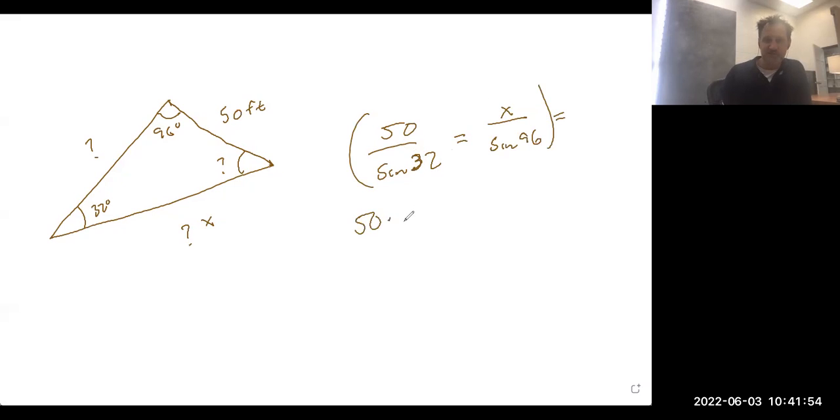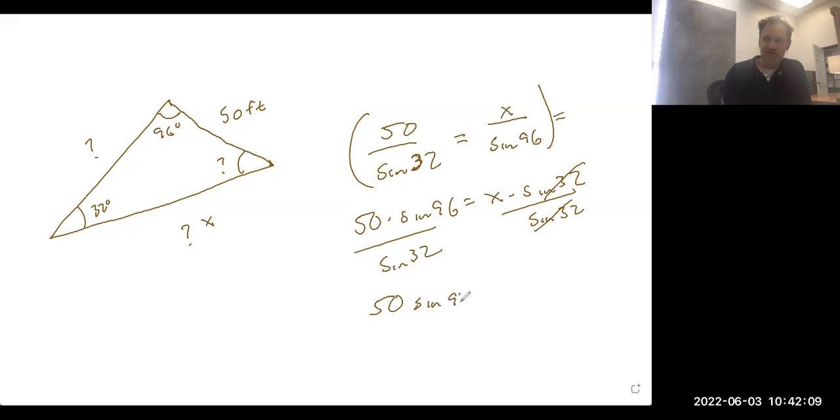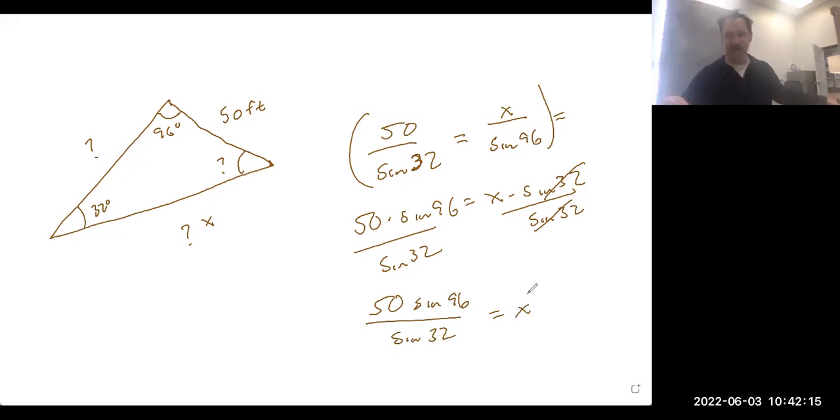So 50 times sine 96 equals x times sine 32. Notice that I'll kind of leave that in its exact form as I go through and solve it. Doesn't really matter. I can turn them into decimal representations. But at this point, I haven't had to do any rounding along the way. So that's kind of nice. I just type this directly into my calculator and do one rounding instead of doing multiple roundings.